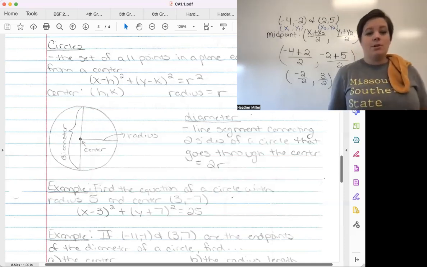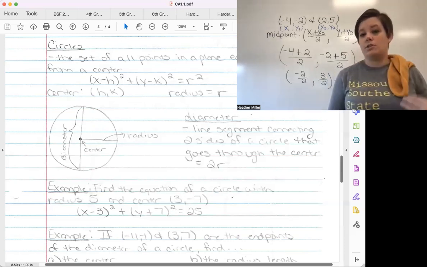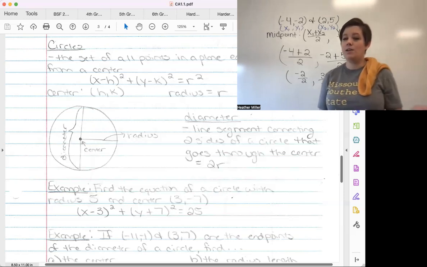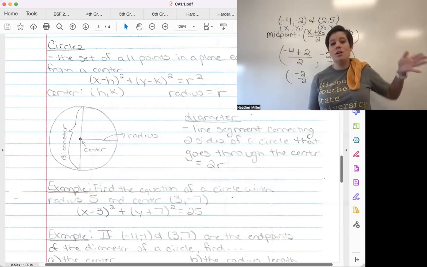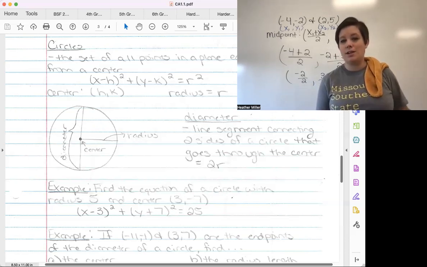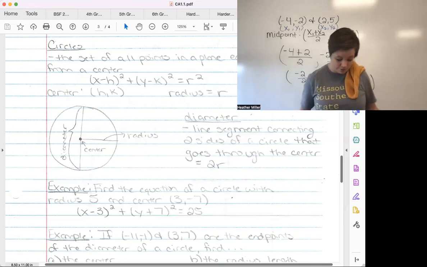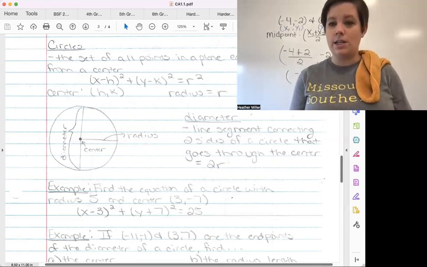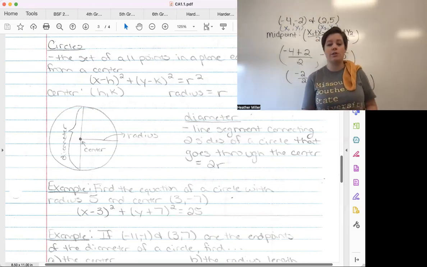So, like I said, the diameter is a line segment that connects two sides of a circle that goes through the center. That is important that it goes through the center, because you can have other lines that connect a side of the circle with a side of the circle, but don't actually go through the center. And those are not the diameter, and those are not really important to us in terms of this class right now. And like I said just a minute ago, the diameter is the same thing as 2 times the radius, because you walk from the edge of the circle to the center, that's the radius. You walk from the center to the edge of the circle on the other side, that's the radius. So you cover the radius twice.